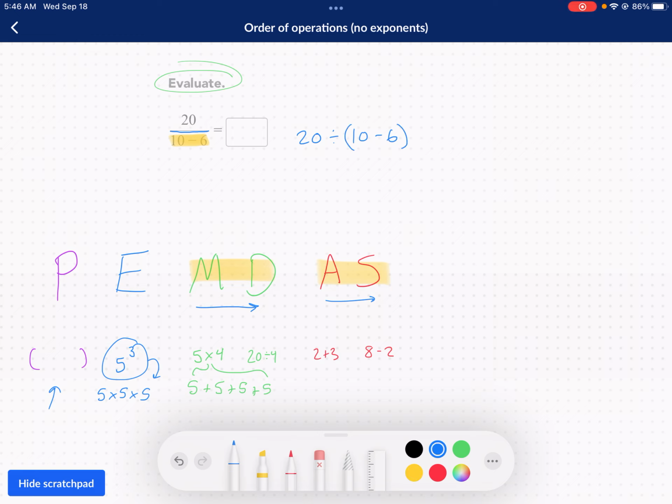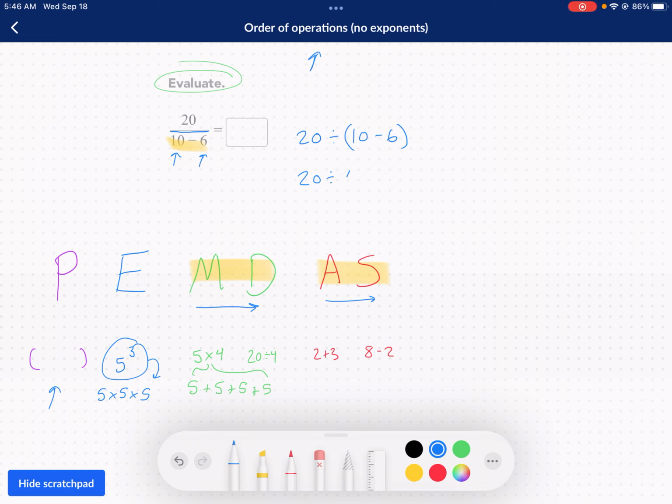It seems like you would start with 20 divided by, but what would you pick? 20 divided by what? The 10 or the 6? That's why there's an implied parentheses: you have to handle this bottom part first. So we have to do that parentheses, even though it doesn't list it. That's something, I'm going to be honest, I don't really care for with this order of operations if you're just introducing it. But we're going to do that first.